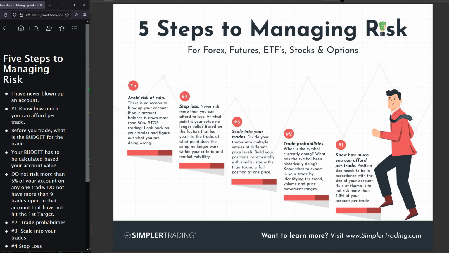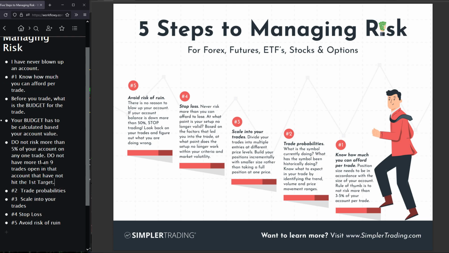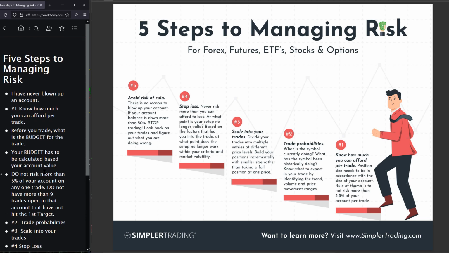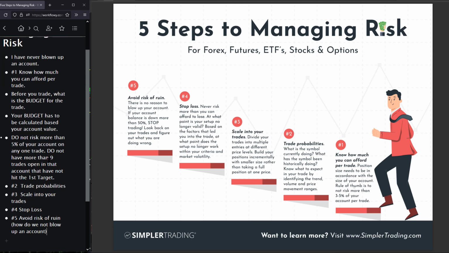So that's one of the first steps. How much you can risk and how many positions you can have open. And that's going to become a whole lot more clear when we get to step 5, which is avoid risk of ruin, which is never, hopefully, I can't promise anything, right? But how do we not blow up an account, right? That's what that really should be in step number 5. So step number 1, know how much you can risk per trade, all right? And those are 2 really, hopefully, helpful steps that get you started.